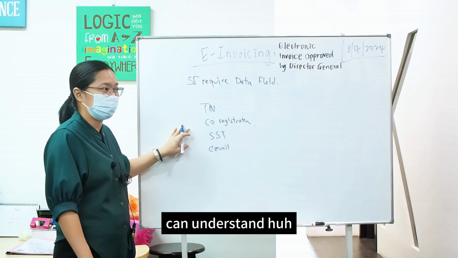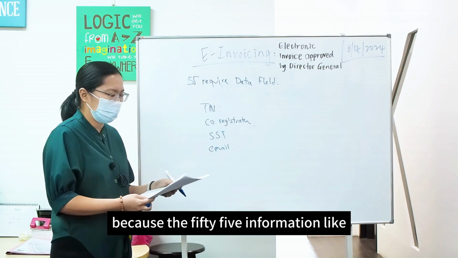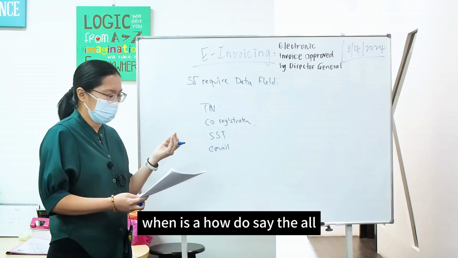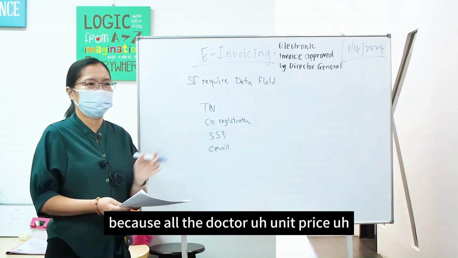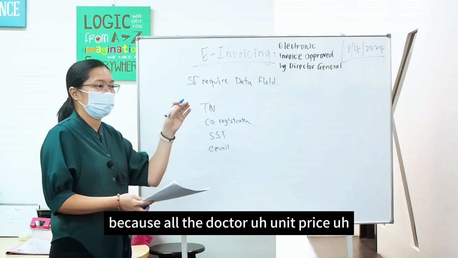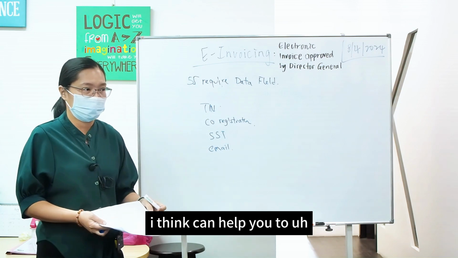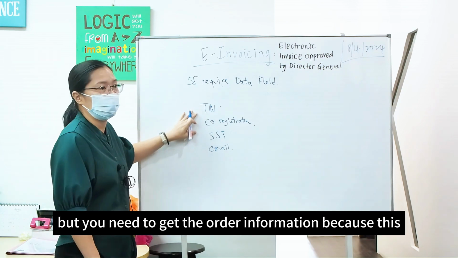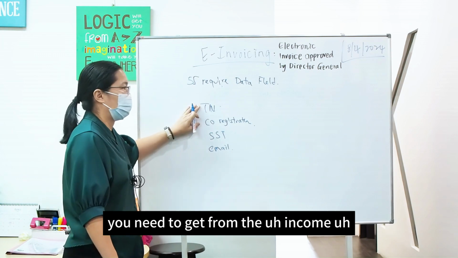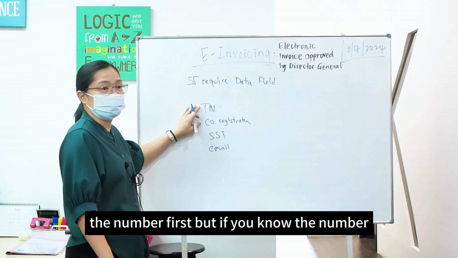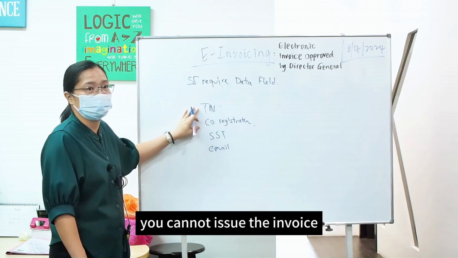Understand? Can understand? Because of the 55 information, the software can help you with things like the total and unit price sum, but you need to get all the information because the system cannot help you with this one. You need to get the TIN number first. If you do not know the TIN number, you cannot issue the invoice.